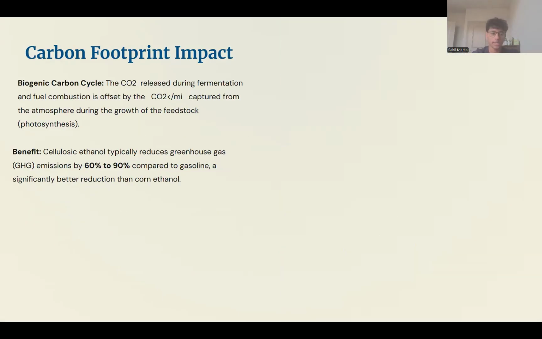This also has a high carbon footprint impact. Just the CO2 that's released during the fermentation process can obviously harm the environment. However, the benefit is that compared to gasoline, it's still a lot less, almost 16 to 90%.